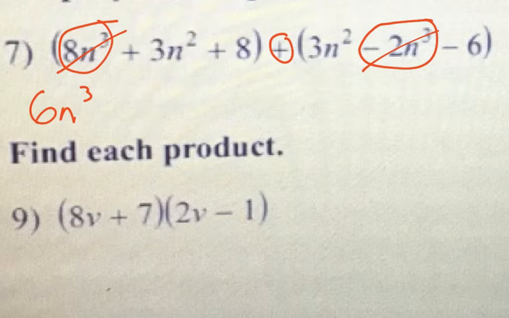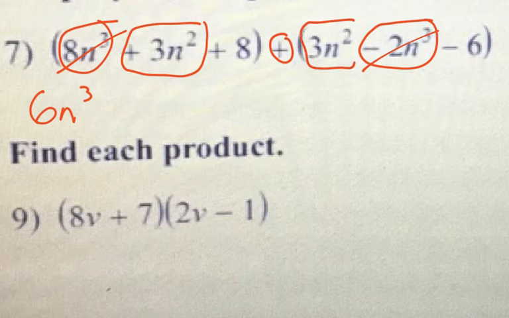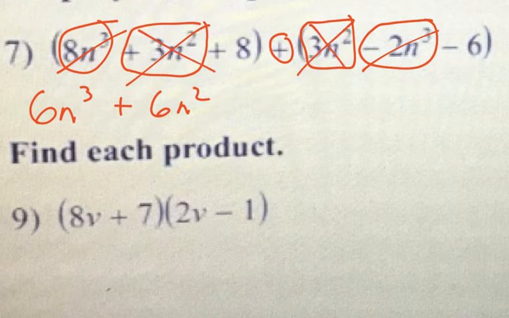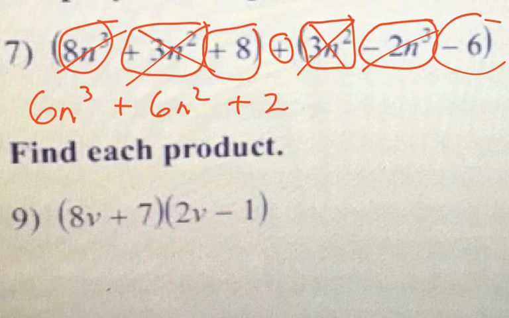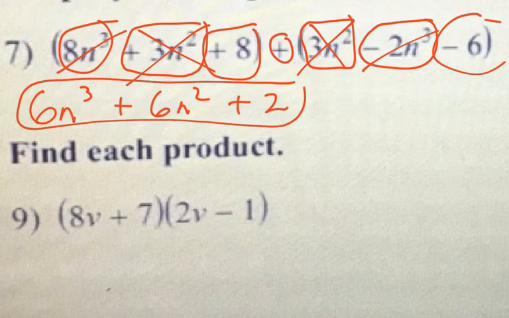Now, notice here I have a plus 3n squared. Over here I have another 3n squared. What's 3 plus 3? Well, that's 6n squared. Now that I have the n squareds done, what's left is an 8 and a minus 6. And 8 minus 6 is 2.